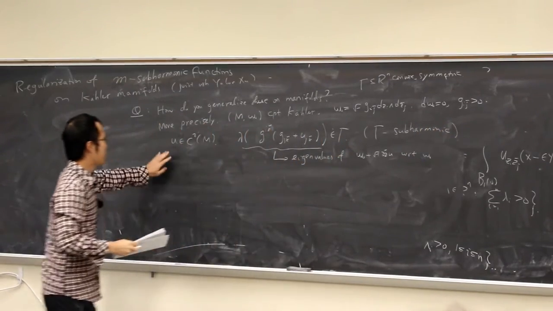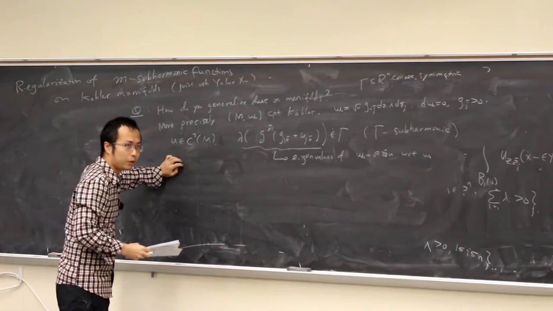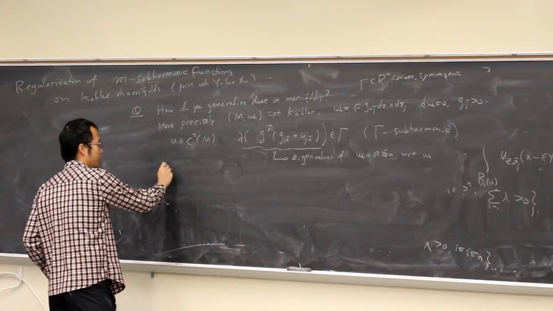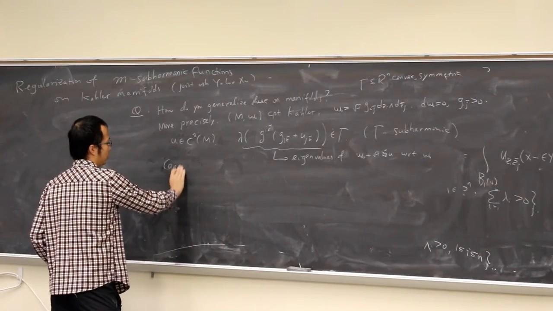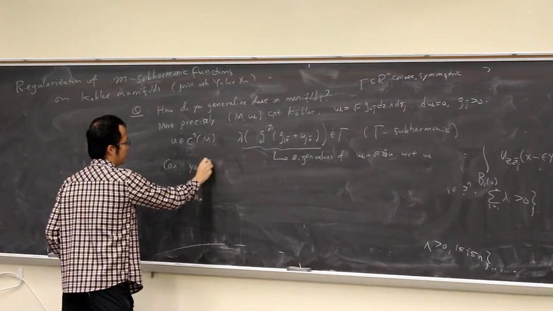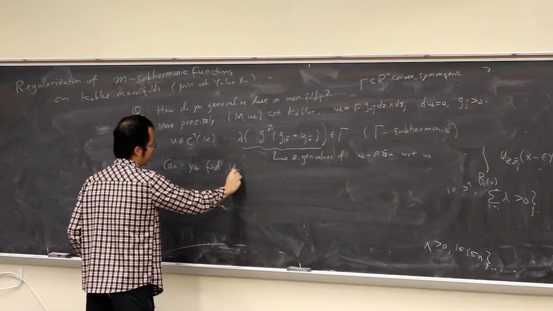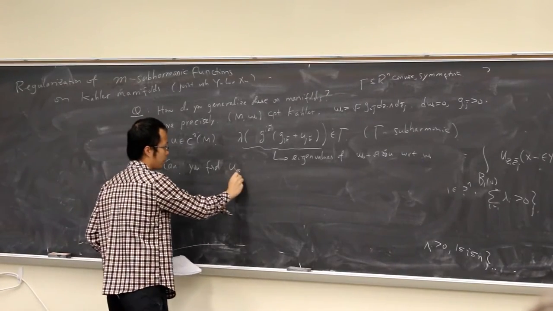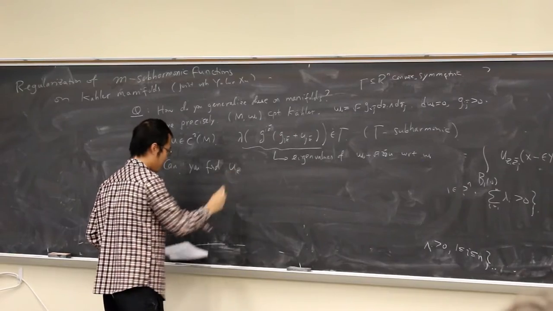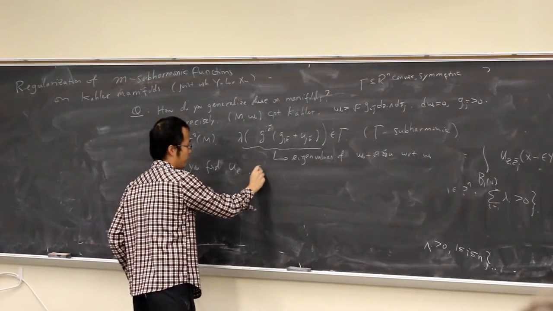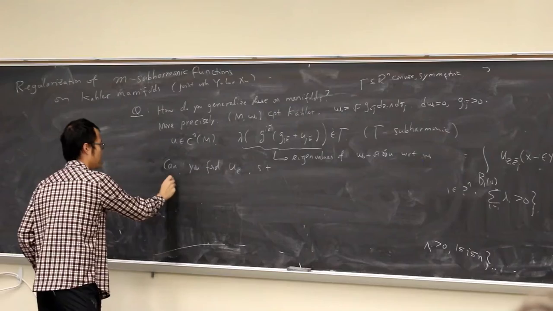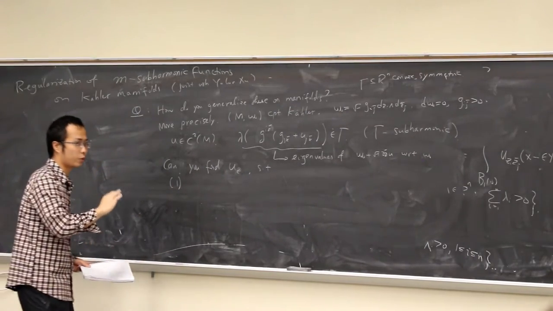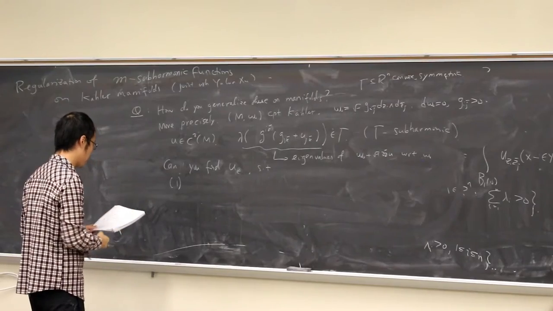So you have the gamma subharmonic function on a manifold. The question is, we want to find U epsilon. Can you find U epsilon? In whatever way you want to define it, you want to find U epsilon which satisfies the following conditions, such that you don't have to define it by convolution. You can define it any way you like, but you just want it to satisfy the following three conditions.